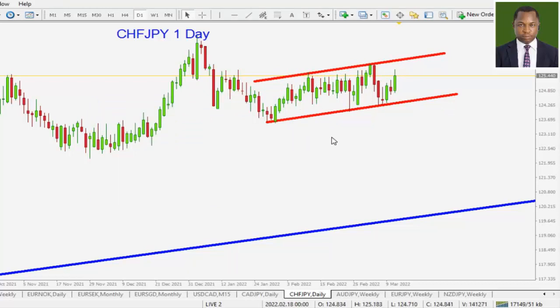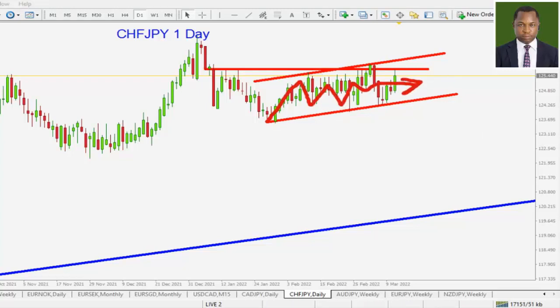Then again you may want to keep this one there. Now that is it. We are in a sideways price action, and now price is back to a problematic zone again. Resistance, resistance, resistance. So this is a problematic area.